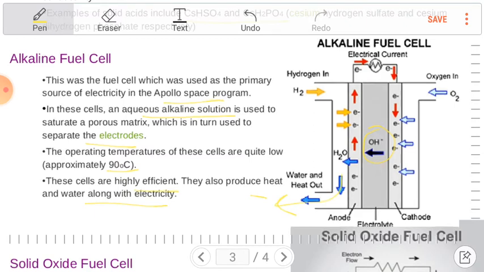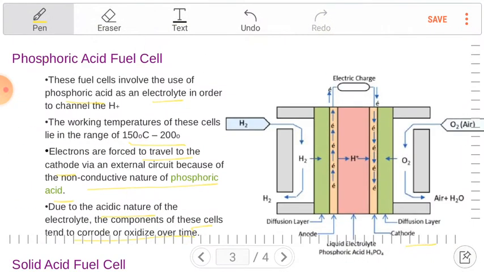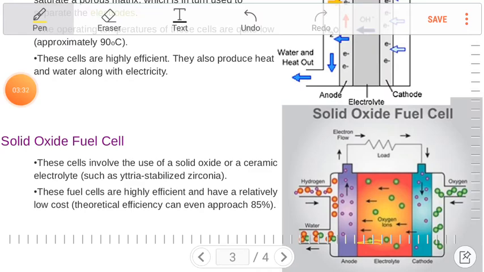In previous fuel cells, water comes out at the cathode side and H plus ion is shifted from anode to cathode. This is the major difference.